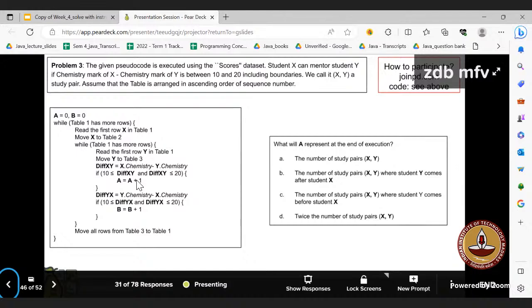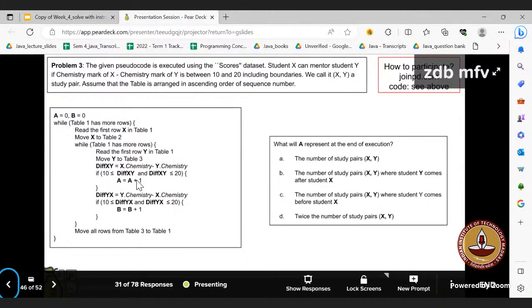So to count the number of study pairs, X should be greater than Y, right? If you are seeing them in that particular order, then it will be counted in either A or B. Because we are just comparing the two cards' chemistry marks, if they are between the range of 10 and 20, it will be counted as a study pair either in A or in B. Okay. Ma'am, how is X greater?